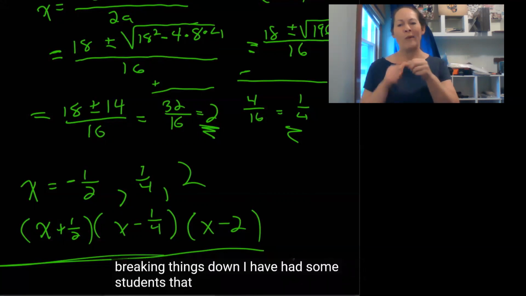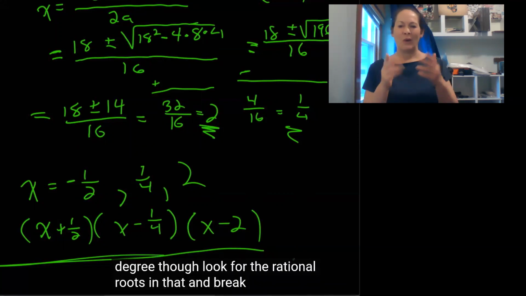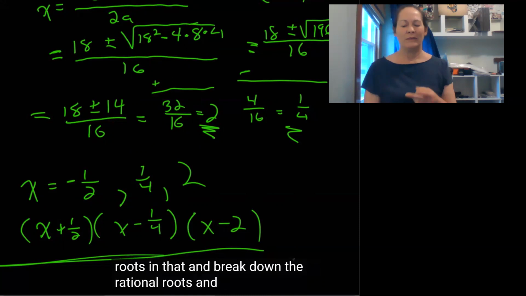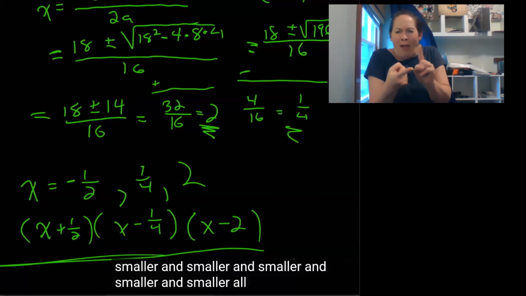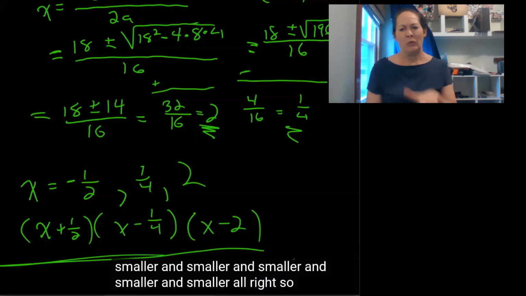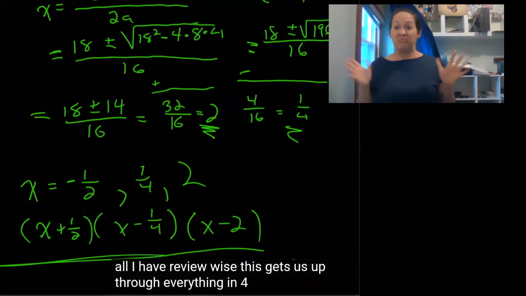I have had some students who will take a second degree, look for the rational roots in that, and break down the rational roots and break down the rational roots and try to make it smaller and smaller. All right, so that's all I have review-wise. This gets us up through everything in 4 or 5.